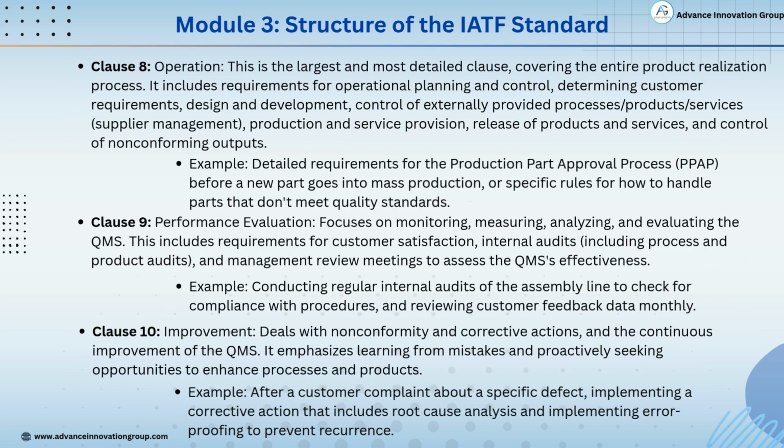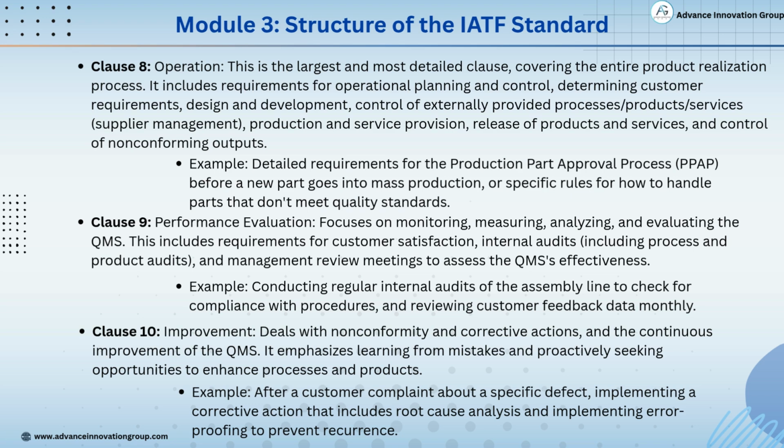Now let's continue with Clauses 8, 9, and 10. Clause 8, Operation. This is the largest and most detailed clause. It covers the entire product realization process from planning and customer requirements to production and control of suppliers. It also includes handling of non-conforming products. Example: think about the production part approval process, PPAP, which is a detailed check done before launching a new part into mass production. It also includes instructions on what to do with parts that don't meet quality standards.